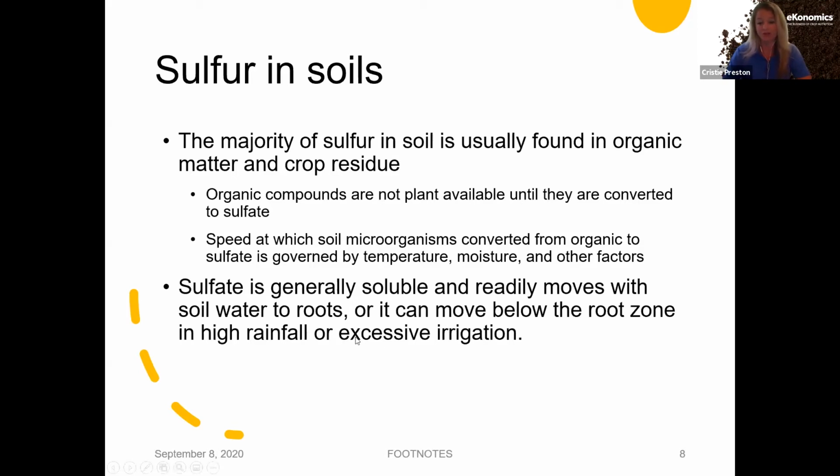Now, one factor that a lot of times farmers don't realize is if they are irrigating their crops, depending on their water source, they could be supplying sulfur to the crop. And sorry, that one just popped into my head with excessive irrigation.